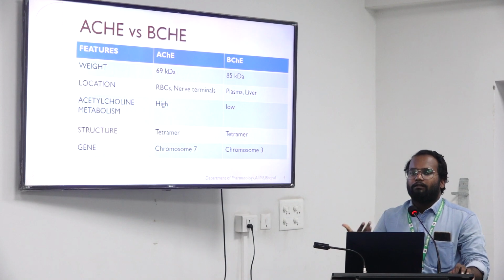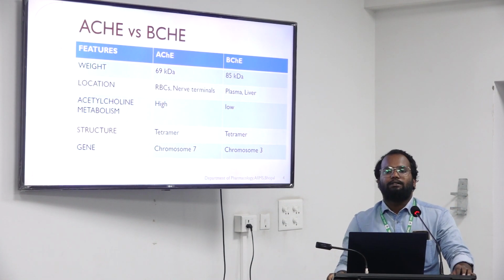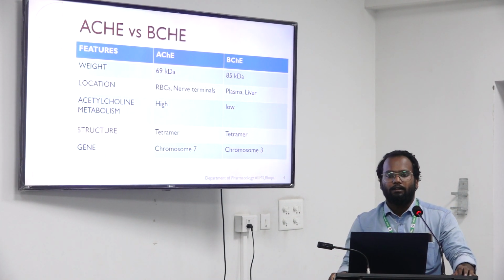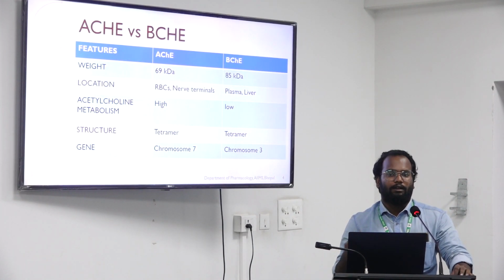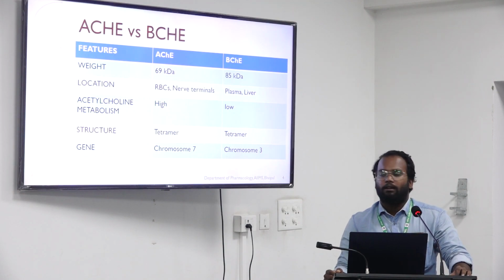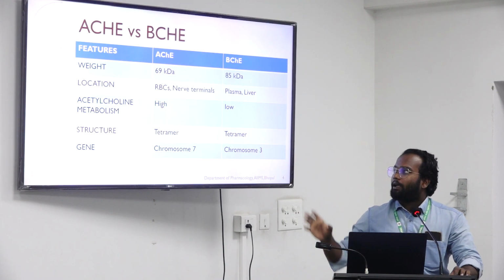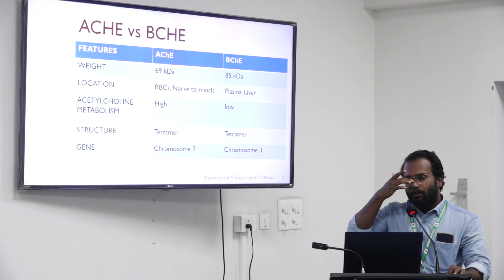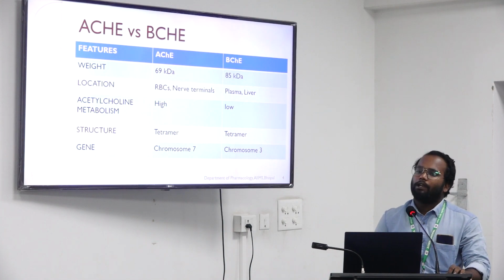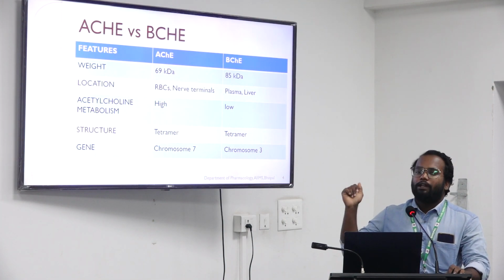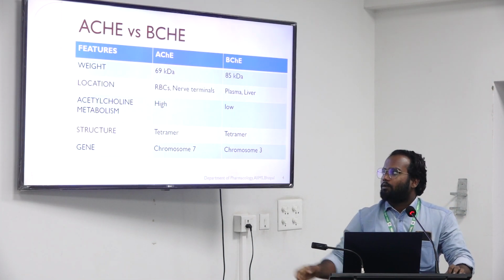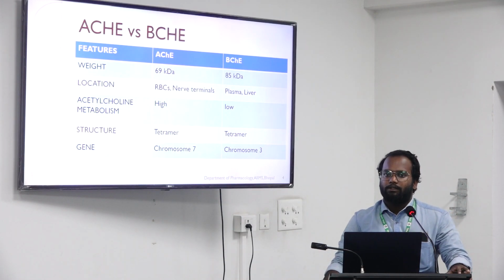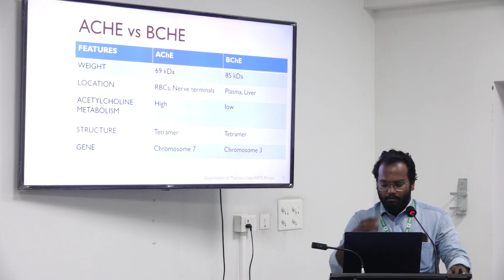Per se, butyrylcholinesterases do not metabolize naturally occurring acetylcholine. They metabolize only drugs like cocaine, succinylcholine, like that. So that is the main point we have to infer from this differentiation. And one more thing I would like to add is that the acetylcholinesterase enzyme is coded by a single gene located on the long arm of chromosome 7. That is the point I want to add.